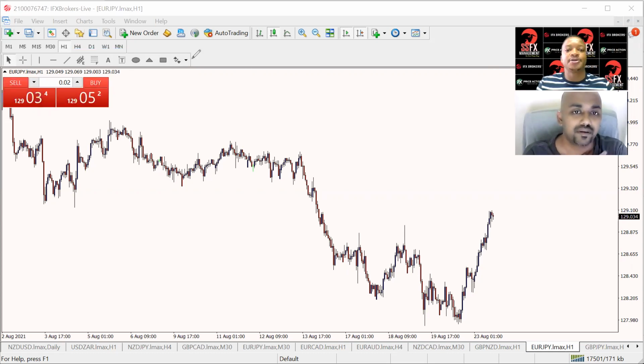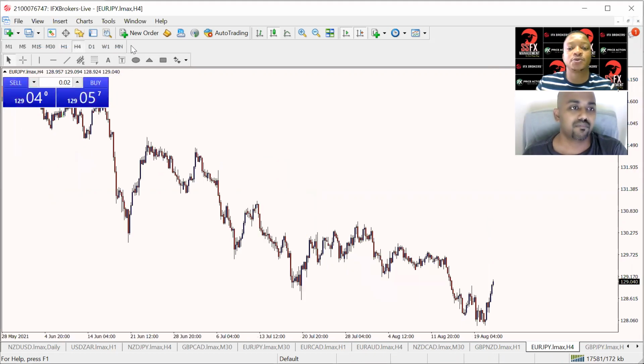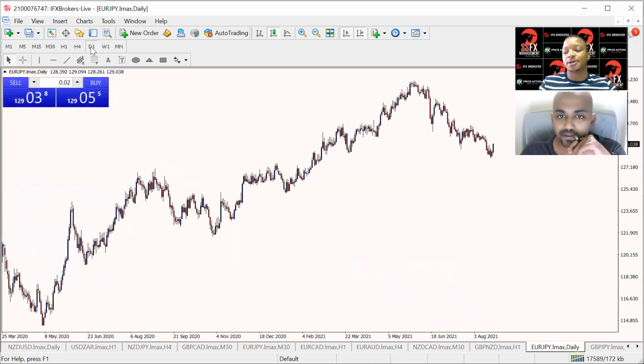Let's say for an example, we are on H1. H1 is a lower time frame. H4 going up is your higher time frame. So if we switch, we go to H4, it's on our higher time frame. Daily is also on our higher time frame. First, tell me what you understand about the time frames.